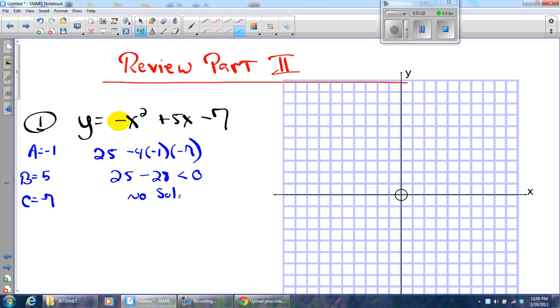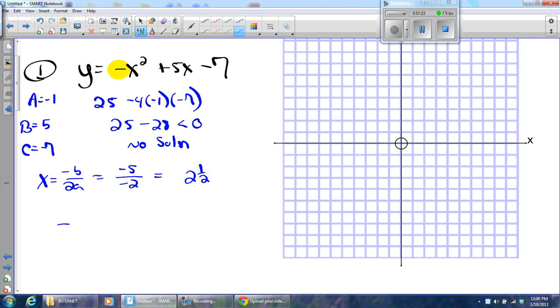So at this point, I don't use the rest of the quadratic formula. I'm going to use x equals negative b over 2a to find the x-coordinate of the vertex. So I'm going to get negative 5 over negative 2. So the x-coordinate of the vertex is going to be 2.5, I believe. To get the y-coordinate of the vertex, I'm going to plug that in. Negative of 2.5 squared plus 5 times 2.5 minus 7.